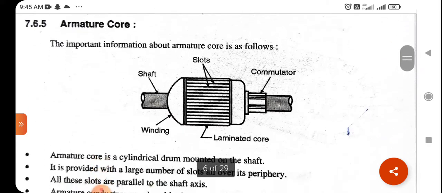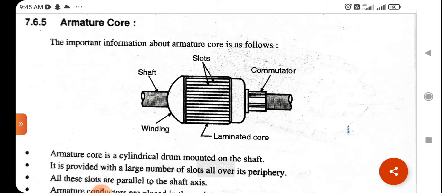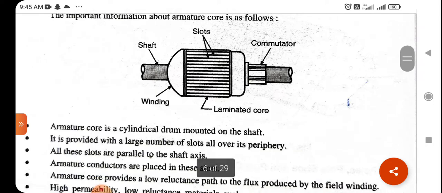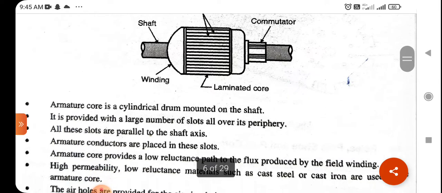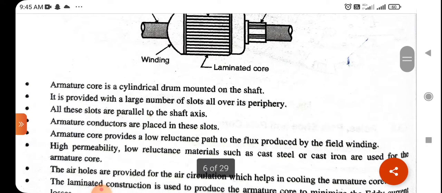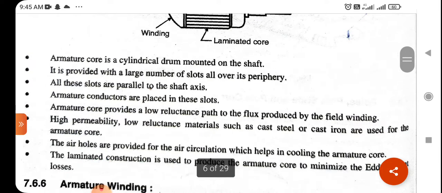So what is the armature core? Armature core is a cylindrical drum mounted on the shaft. It provides a large number of slots all over the periphery, and all these slots are parallel to the shaft axis. Armature conductors are placed in these slots. The armature core provides a low reluctance path to the flux produced by the field winding. High permeability, low reluctance materials such as cast iron and cast steel are used for the armature core. Air holes are provided for air circulation, which helps in cooling the armature core.